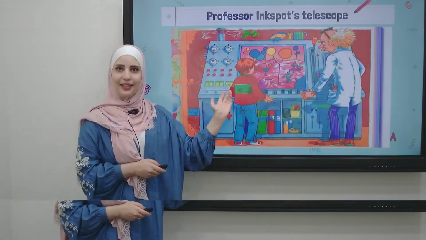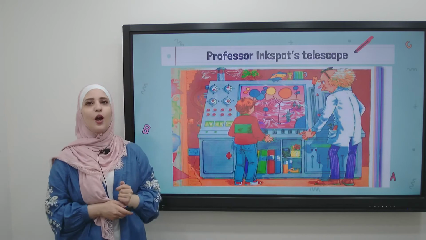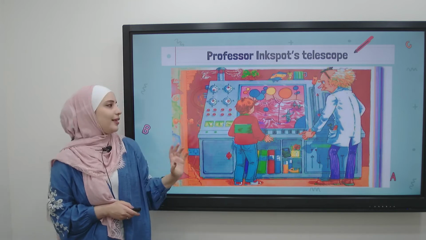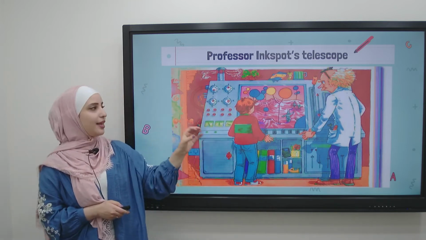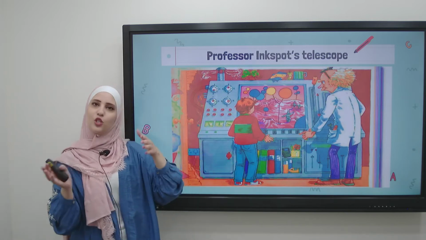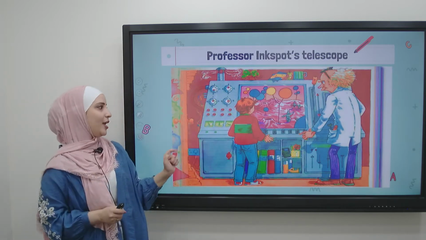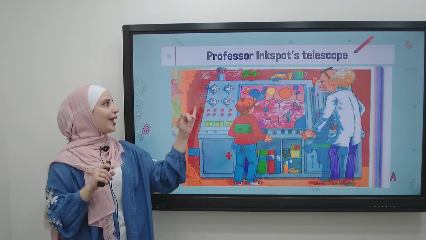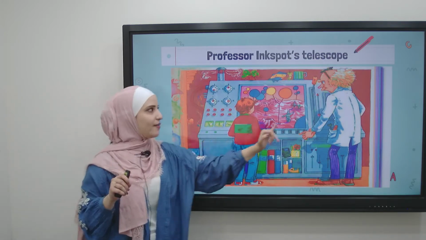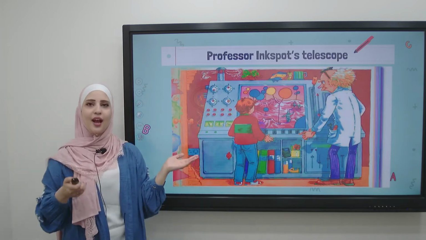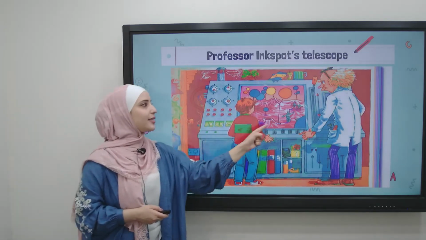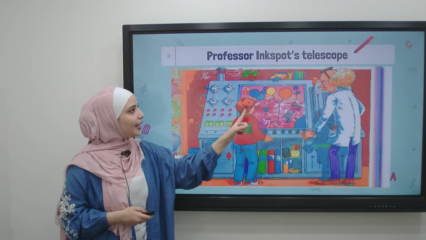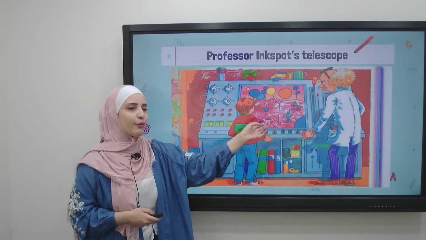Excellent! We can see Billy and we can see Professor Inkspot. What does he create or what does he invent? Excellent! He created or invented an interactive telescope. His machine was an interactive telescope. What does his machine have? The parts, the components. We have dials, buttons, a handle, a screen, and switches. What does the screen show? The screen shows what's happening in space. Can you see these aliens and the moon and the craters?